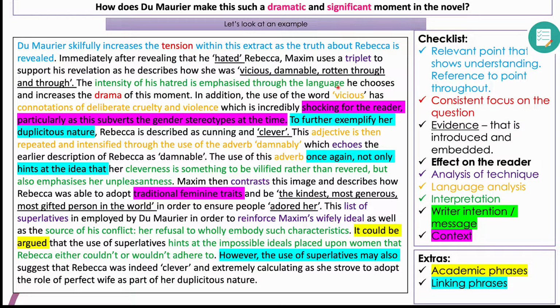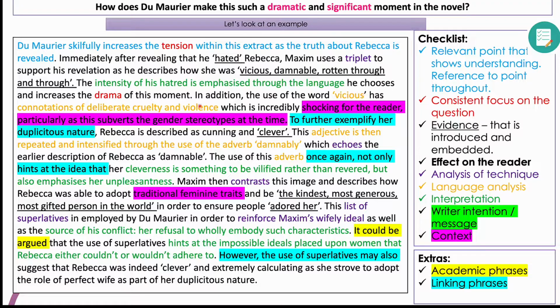Now, this is my interpretation. My interpretation of this is that his language does show just how intense his hatred is. He chooses the language that he chooses and increases the drama of the moment. So again, gone back to that question. In addition, the use of the word vicious. Now I'm zooming in, and I've got my language analysis. I did mention in lesson 1 that you want to try and layer that analysis. Not only do you want to talk about a technique, but you also want to talk about language as well, to make sure that you're doing both of those. You're getting as many marks as you can for analysis.